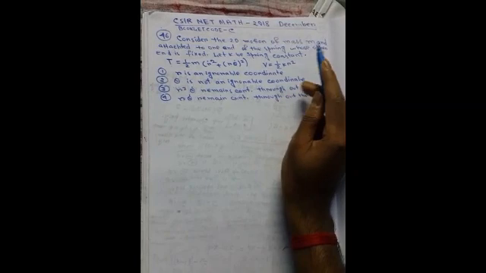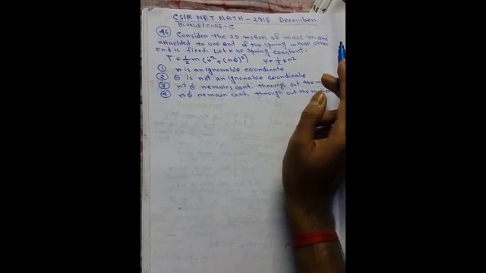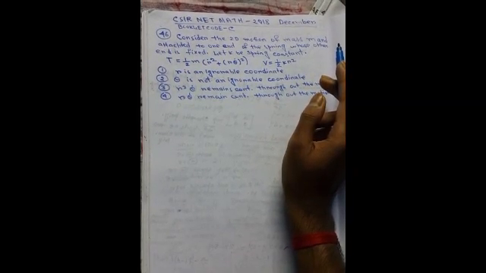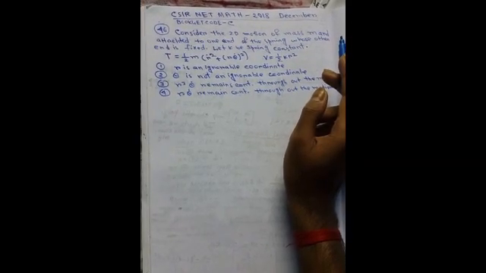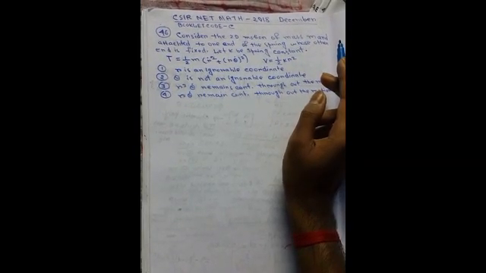CSIR NET Math 2018 December. Booklet code C, question number 46. Consider the two-dimensional motion of mass M attached to one end of a spring whose other end is fixed. Let K be the spring constant.